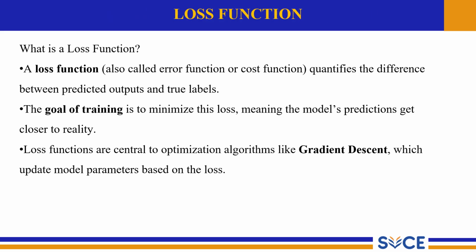Loss function. A loss function is also called an error or cost function, which measures how far a model's predictions are from the true values. Its main purpose is to quantify prediction error so the model knows how well or poorly it is performing. During training, the goal is to minimize the loss, which means improving prediction accuracy. Optimization algorithms like gradient descent use the loss value to update model parameters, weights and biases. Different problems use different loss functions. Regression: mean squared error, mean absolute error. Classification: cross entropy loss.